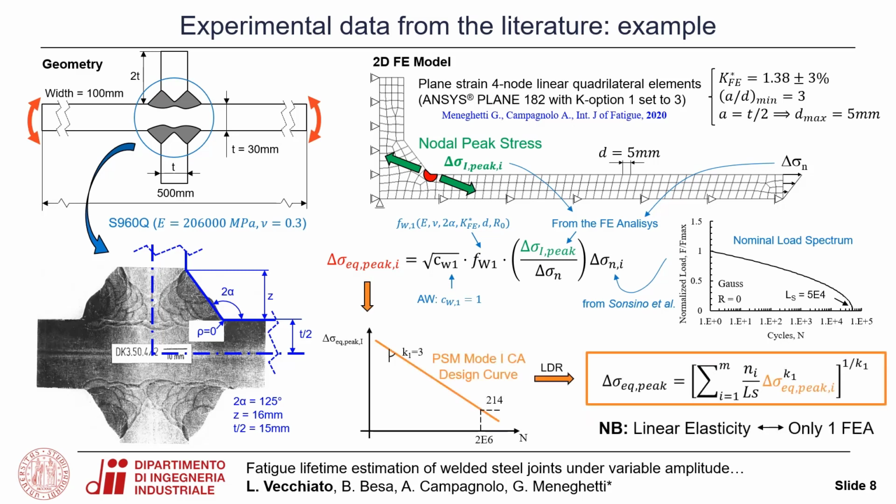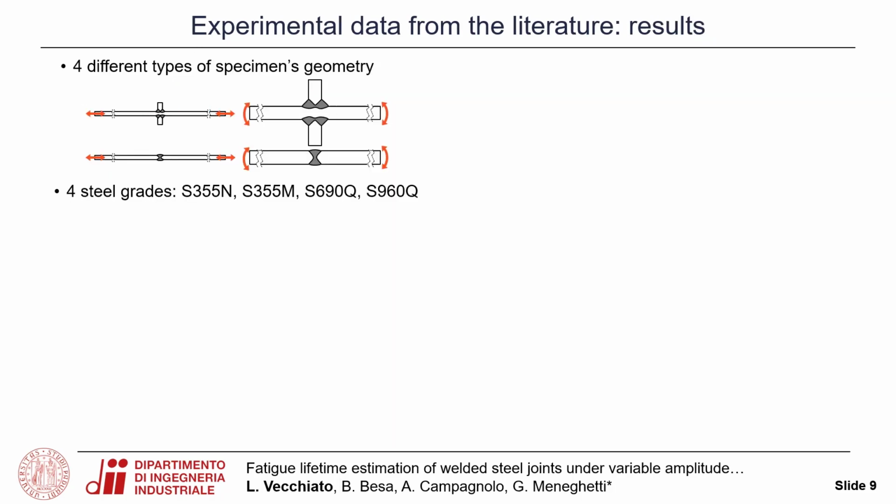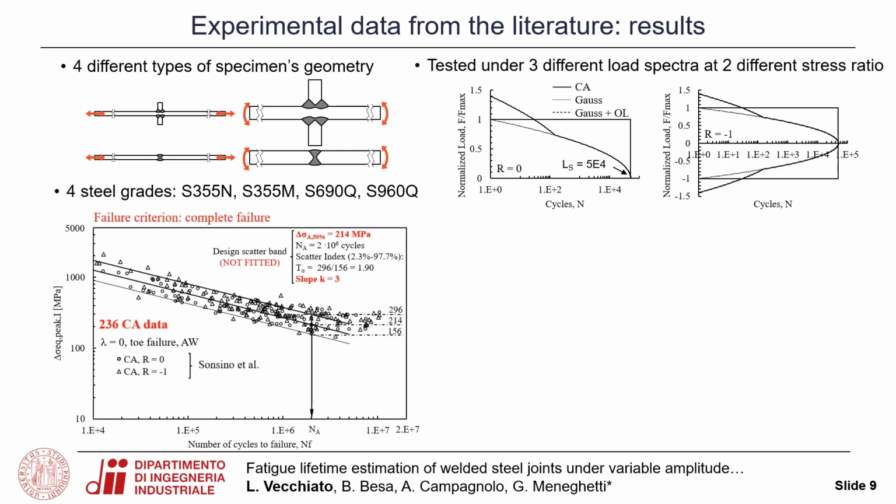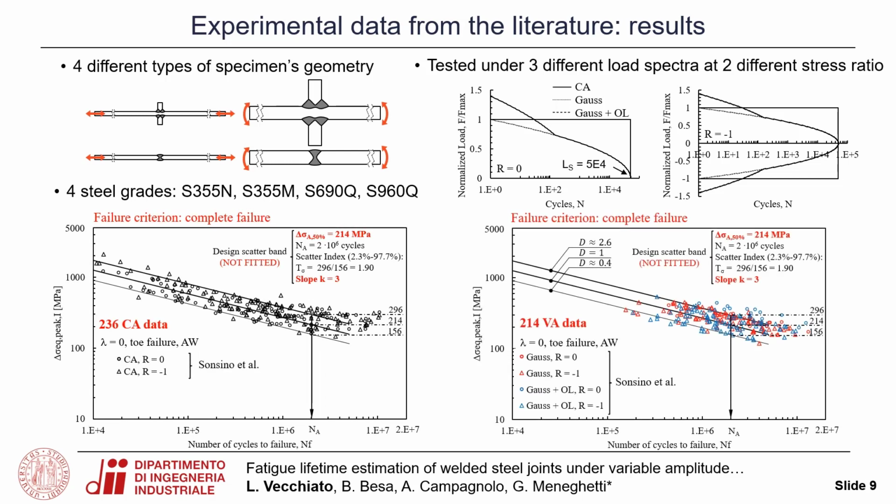At last, by combining such results with the PSM Mod 1 design curve, it was possible to compute the equivalent peak stress range to be adopted as a damage parameter, also in case of variable amplitude loading. In this way, it was possible to reanalyze fatigue data for all specimen types and for all steel grades. Furthermore, each analysis was done for all the applied stress spectra, so both for constant amplitude loading and also for variable amplitude loading.